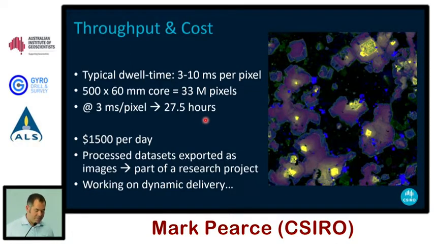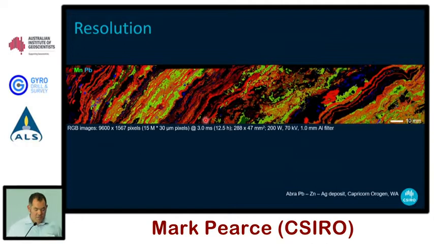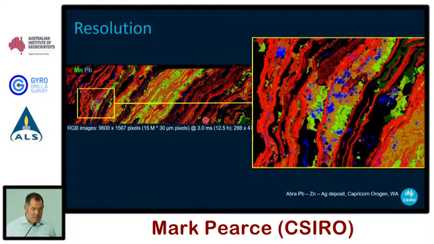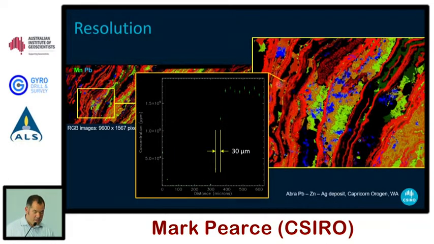So in terms of resolution, here's an image from the Abra lead zinc silver deposit, and we tested to see what kind of resolution we could get across a boundary. So this boundary here is between quartz in black and iron-bearing carbonate in this red color, and we're resolving that boundary in the space of a pixel or so, which is telling us that 30 micron spot is not far off.